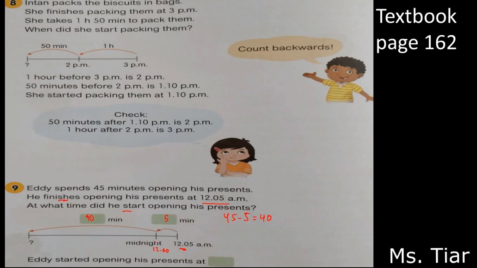Now you need to count out 40 minutes before 12 a.m. Okay? What do you get? So you just subtract 60 by 40. Then you will get 20. So over here the minute is 20. But it's not 12 o'clock because it goes backward. It's going to be 11:20. Do you understand? Why is it 11? Because it's before 12. Before 12 is 11. Get it? So Eddie started opening his presents at 11:20. Okay.